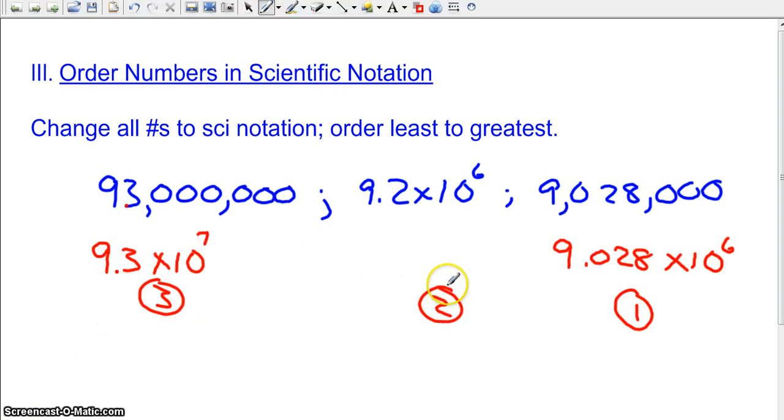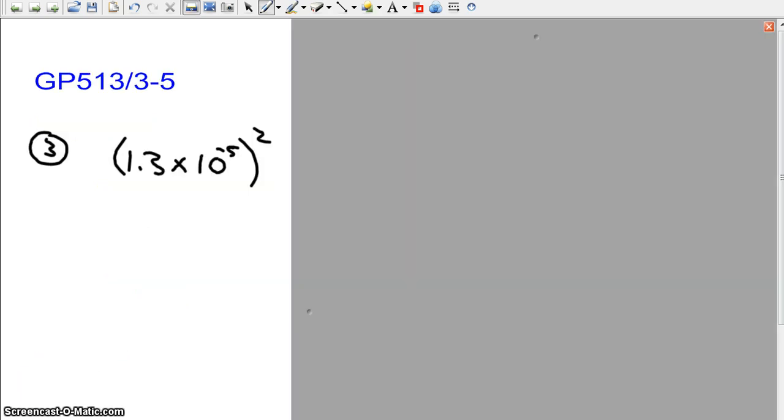Okay, so place them in scientific notation and we compare the power. This power is greatest, so it's the greatest one, third one. And then these have the same power, so we choose the smaller one to be first. 9.028 is smaller than 9.2. Okay, in here, now you're going to apply the operations that you've already learned to scientific notation.